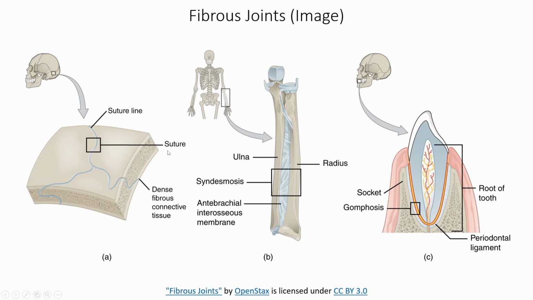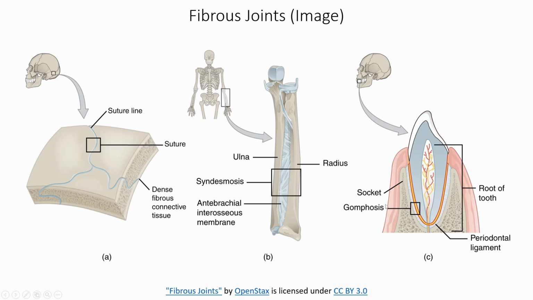So if we're looking at the different types, the suture here, we have like the suture line. There's dense fibrous connective tissue that is linking those together so that we have little to no movement between them. The example of the syndesmosis joint would be the interosseous membrane that we see between the radius and the ulna. So we talked about that in the last chapter, but we didn't actually identify what it was made of or what it really was. It's a syndesmosis type fibrous joint.